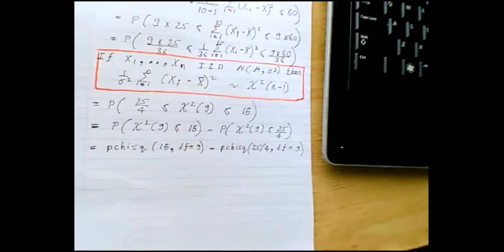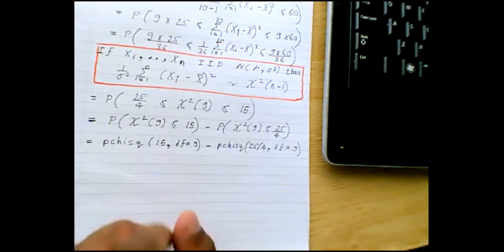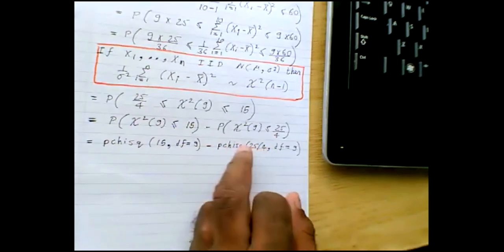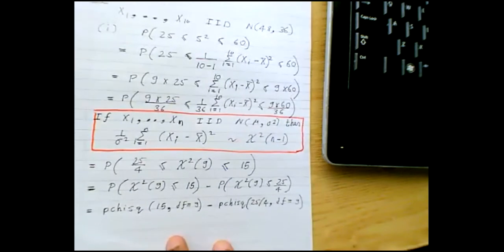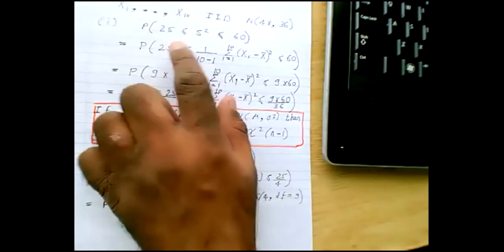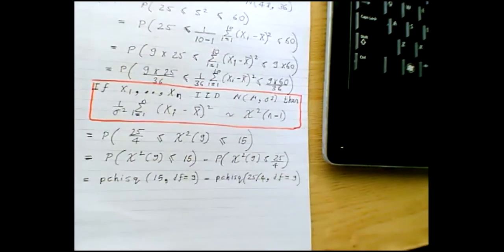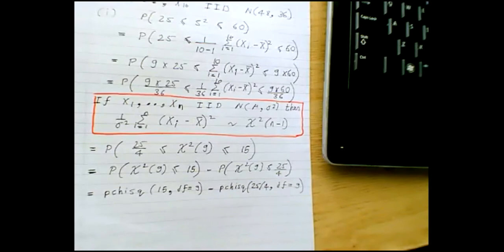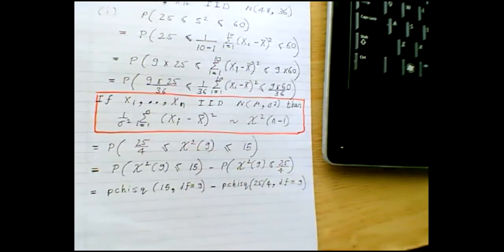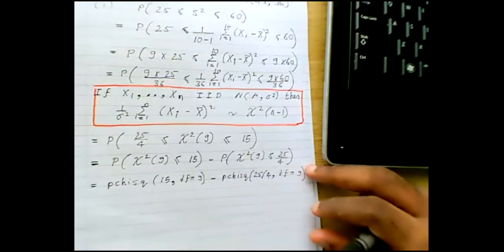All right, so if you have R in front of you, you should be able to compute. So this is the command in R for computing this probability, and this is the command for computing this probability. So the difference of these two will give you the probability that the sample variance is between 25 and 60. All right, guys. Are you okay with this? Before I move on, are you okay with this part one? Okay, thank you.